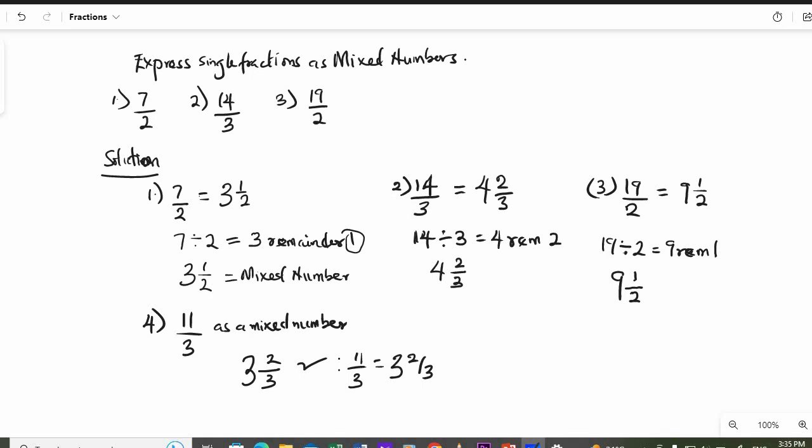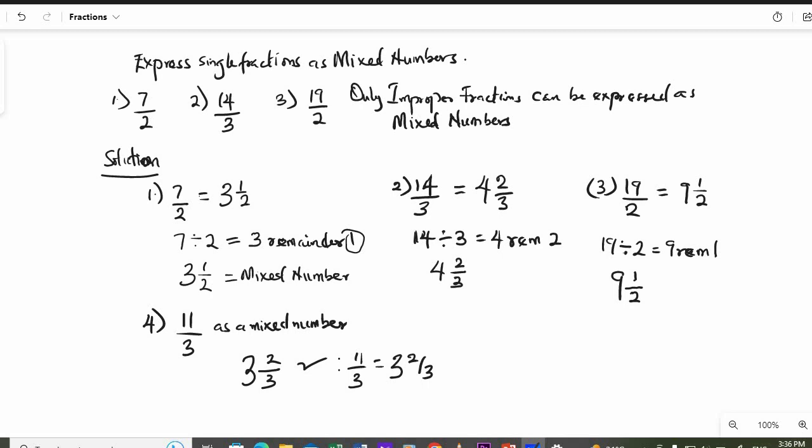Okay, I told you I was going to tell you why only improper fractions can be expressed as mixed numbers. Okay, so only improper fractions can be expressed as mixed numbers. Why?